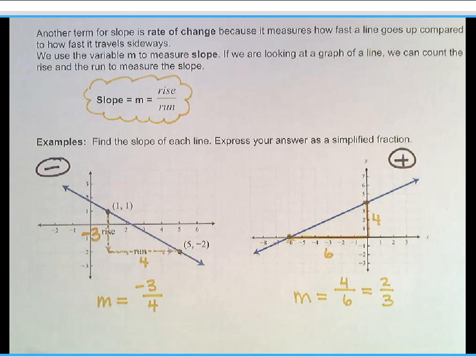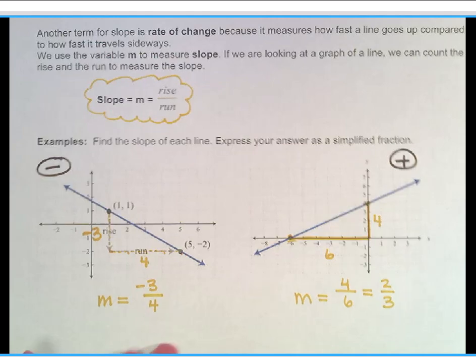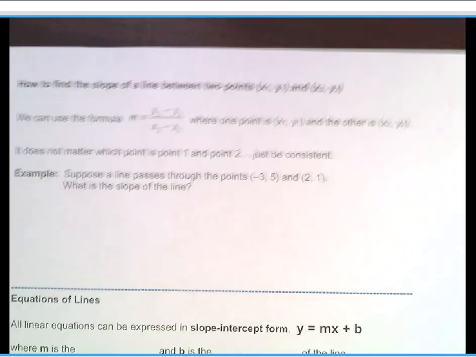So let's see, what if we don't have a picture? What if we just have 2 points that are given to us and we're supposed to figure out the slope? Well, you could draw a picture. There's nothing wrong with that. Or you could use an alternative formula. So let me show you this formula.